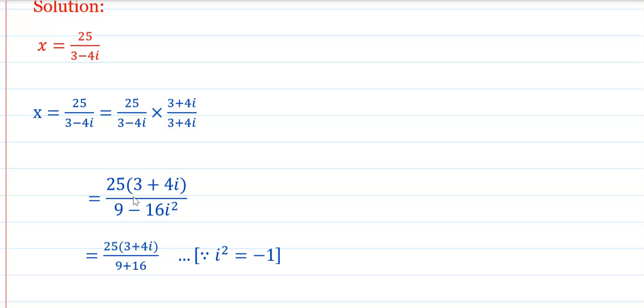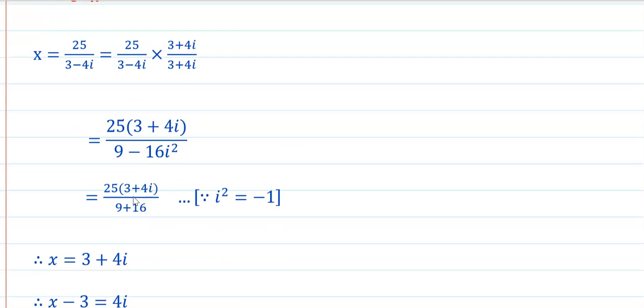(a minus b)(a plus b), then you will get a square minus b square. 3 square is 9, minus b square means what? (4i) whole square, means 16 i square. i square is minus 1. And therefore you will get 9 plus 16, and that is 25. Okay. Therefore 25 (3 plus 4i) upon किती आलं? तर ते 25. हा वरचा 25 खालचा 25 that will get cancelled.